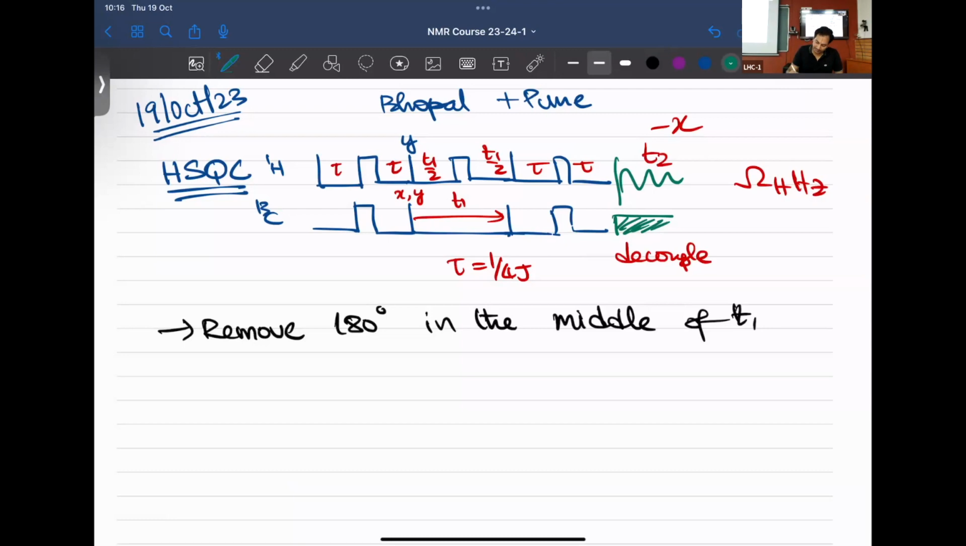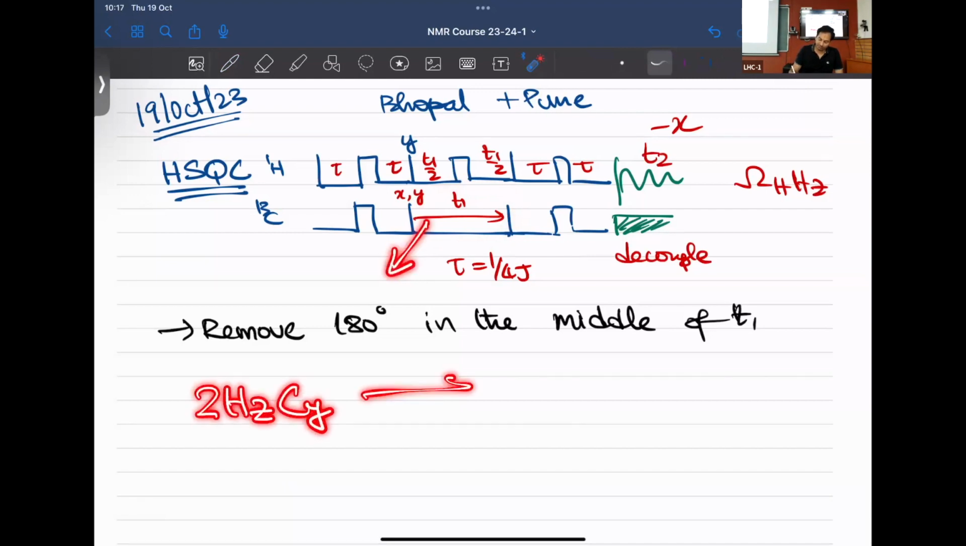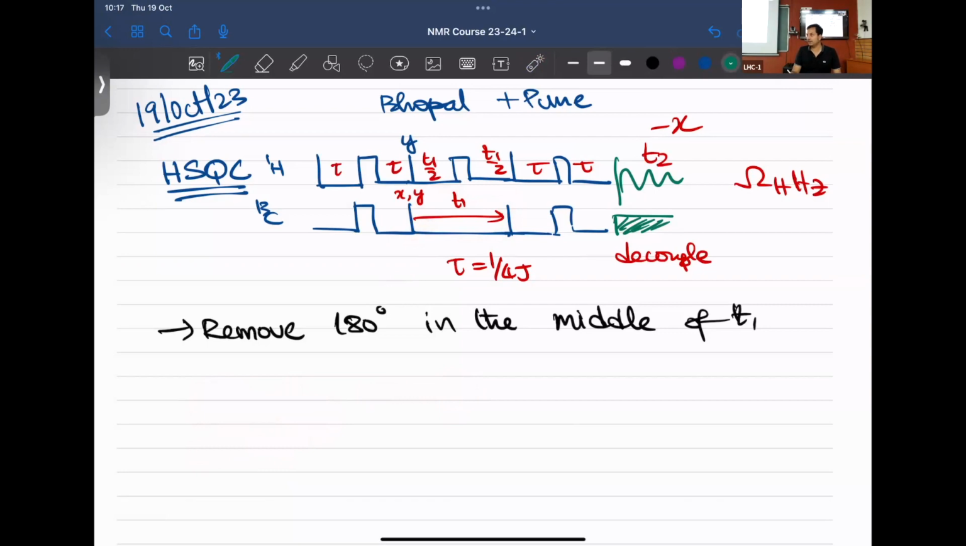The question is, during t1 evolution, when he solved it, he said that you just started with 2HZCY and you evolved it. But remember, there is going to be another component that will also evolve out of it. Why are you not bothering about it? So why don't we go back stepwise and get this done?